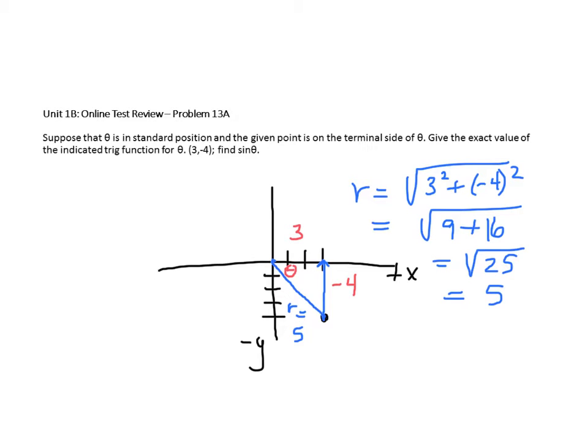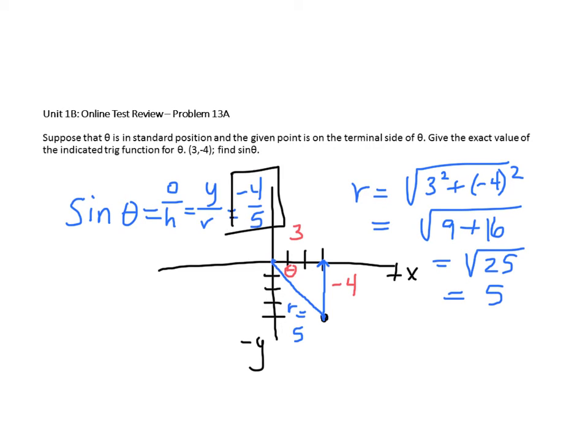All right, so my sine of theta is just going to equal the opposite over hypotenuse, or my y over my r, which is going to be equal to -4 over 5. And that would be my answer right there, -4 over 5.